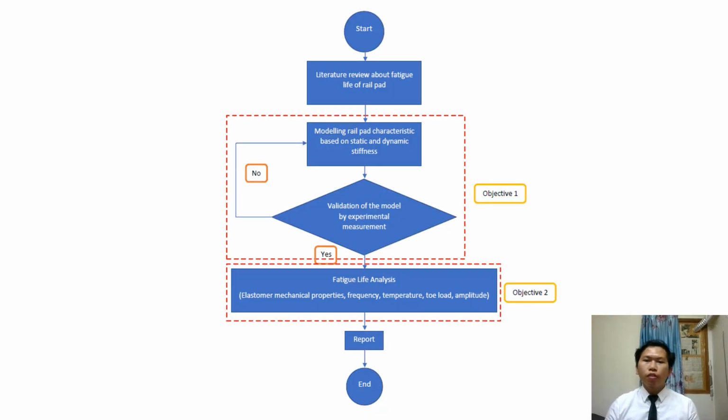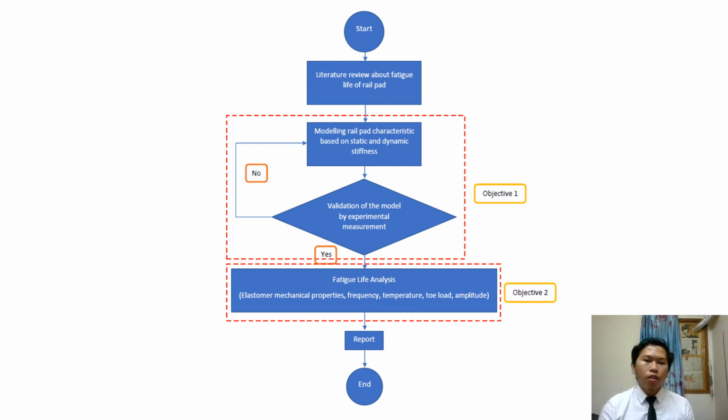The methodology of the study is as shown in the diagram, where the first step is to do a literature review. During this step, the mechanical properties of the steel rail and concrete sleeper should be defined. Also, the uniaxial tension test, shear test, and biaxial tension test of the elastomer will be retrieved from the literature collected. After that, the next step is to do the model of the rail pad characteristic.